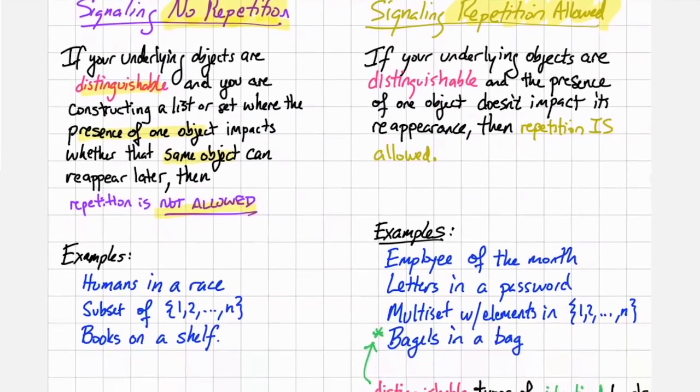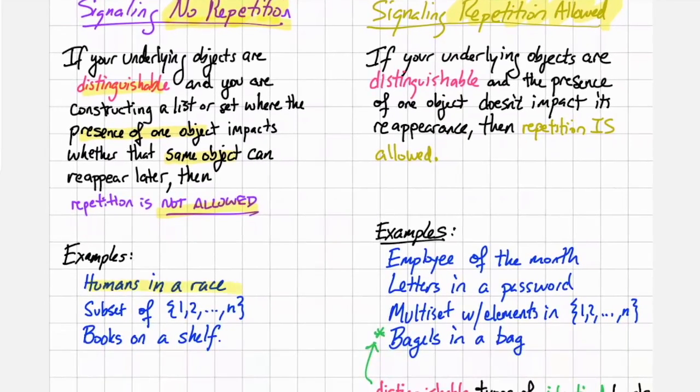We can think of this in terms of humans in a race. Once a person comes in 16th place, they're not going to come back in 32nd place. Similarly, subsets of 1, 2, up to n. In a set, an element cannot appear multiple times. And then ordering your books on a shelf. Once you place one book in a particular position, it cannot also appear in a different position.